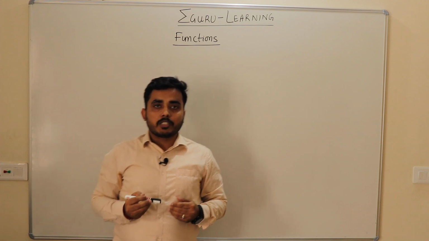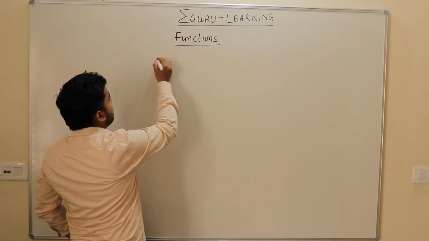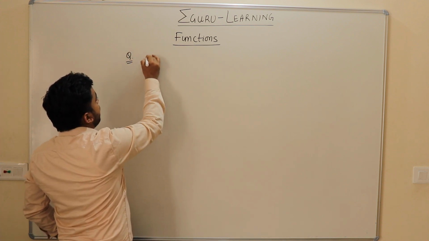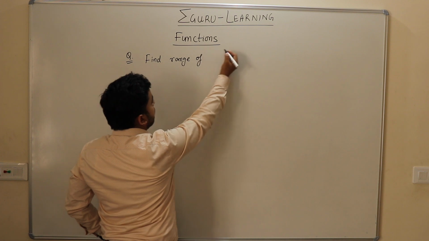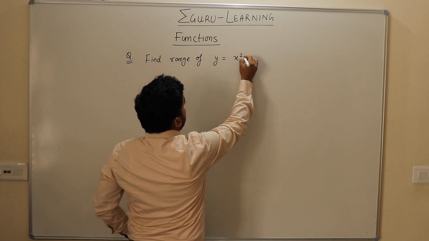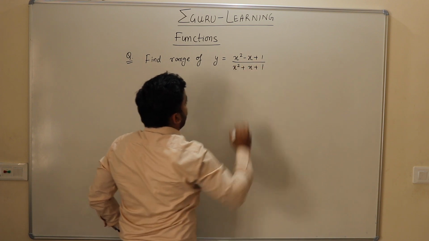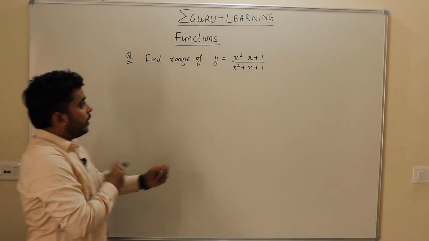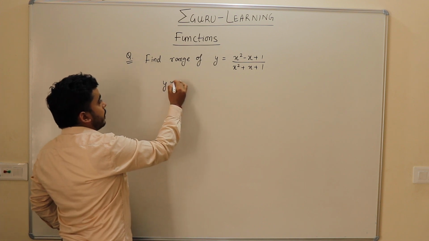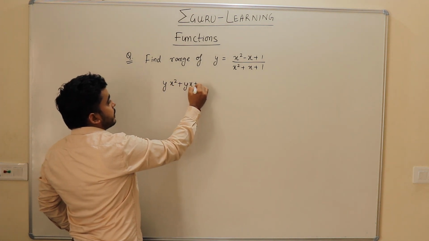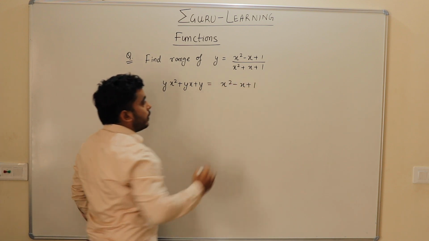Okay, so let us start with the question that we covered yesterday, quadratic by quadratic. Let's suppose we are given a question like this: we need to find the range of y equals x square minus x plus 1 upon x square plus x plus 1. Here we will cross multiply. This will become yx square plus yx plus y equals x square minus x plus 1.